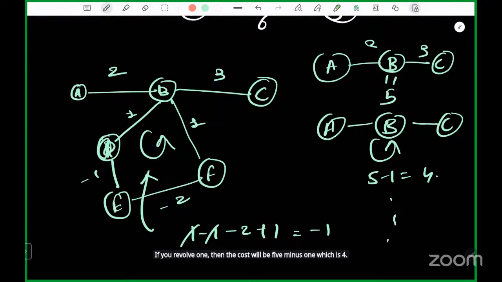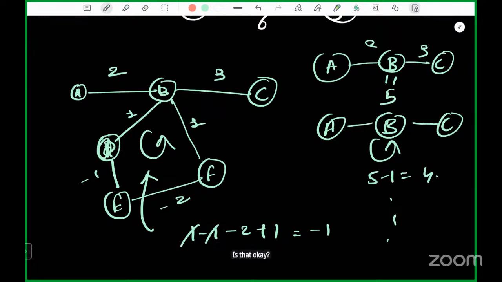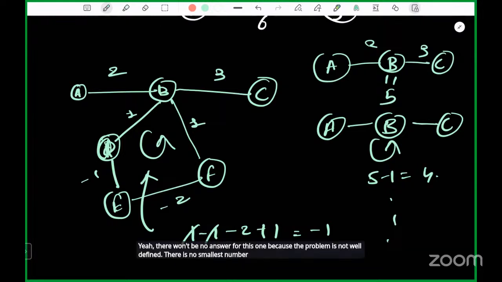So that's why there is no specific minimum number we'll get if we have a negative cycle. Is that okay? So in both of these algorithms, negative cycles cannot be taken, right? Yes, negative cannot be taken at all. Ma'am, will we write answer 5, or will there be no answer for this? There won't be an answer for this one, because the problem is not well defined. There is no smallest number we can consider as a shortest path length.